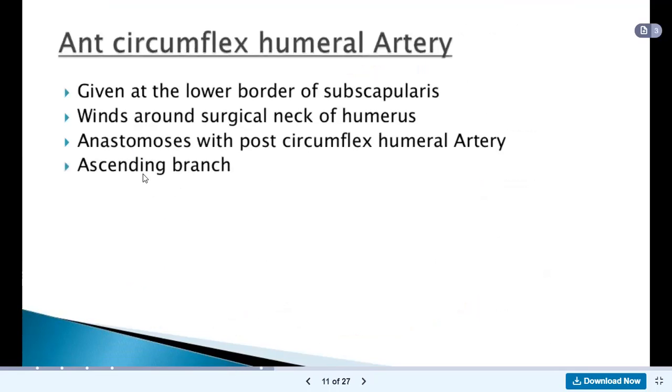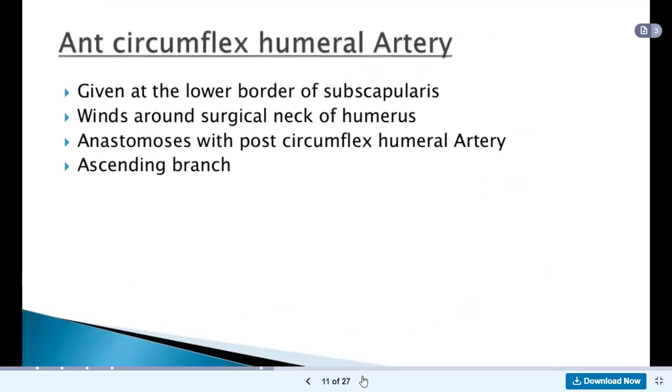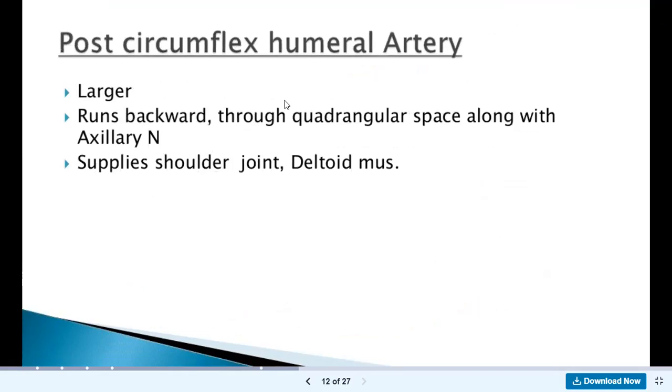Now it is the ascending branch of the axillary artery. Now, the posterior circumflex humeral artery is larger than the anterior circumflex humeral artery. It runs backward through the quadrangular space along with the axillary nerve. So it supplies the shoulder joint and the deltoid muscle. So anytime you hear shoulder joint, remember that the main muscle there is the deltoid muscle.